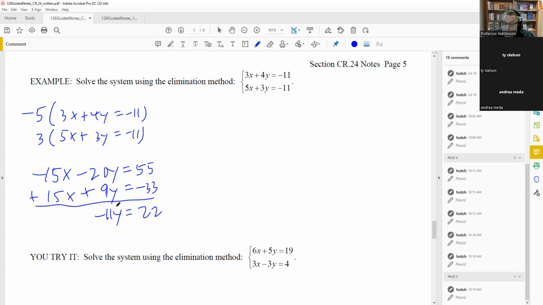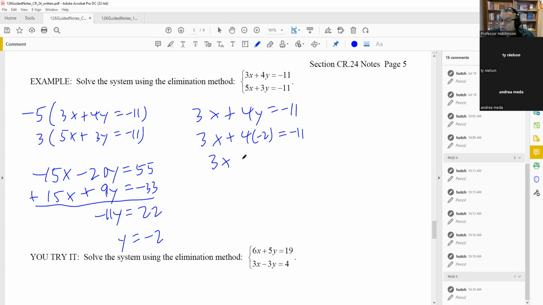Divide both sides by -11. And we get our first answer, y = -2. And then we just put this back into either the first equation or second equation, it doesn't matter. I'll use the first one. I'm going to put the -2 in for the y, since that's what we already solved for. And then just solve for x.